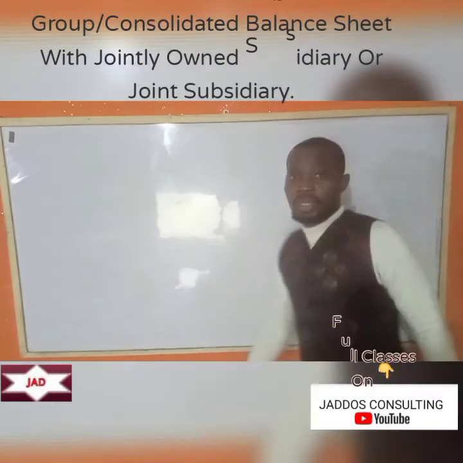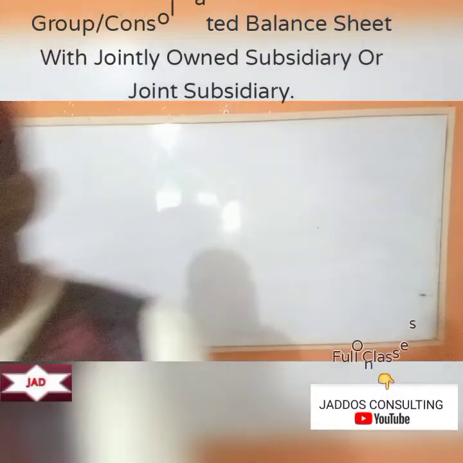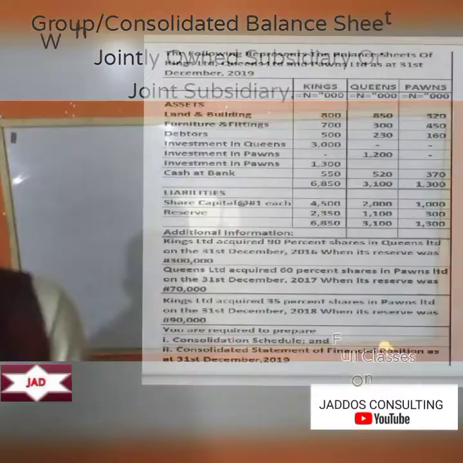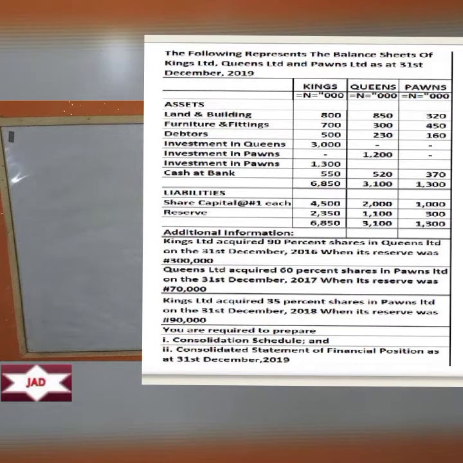Okay, let's quickly take this straightforward question. The following represents the balance sheet of Kings Limited, Queens Limited, and Pawns Limited as at February 2019. So we have Kings, Queens, and Pawns. Here we have the assets: land and building, furniture, debtors, then investment in Queens, investment in Pawns, cash at bank. We have share capital at £1 each.